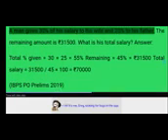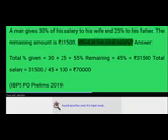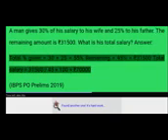IBPS PO Mains 2020. A man gives 30% of his salary to his wife and 25% to his father. The remaining amount is 31,500 rupees. What is his total salary? Answer. Total percent given equals 30 + 25 equals 55%, remaining equals 45%, which equals 31,500 rupees.